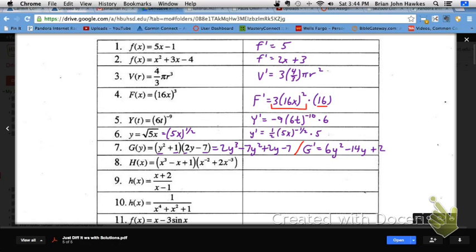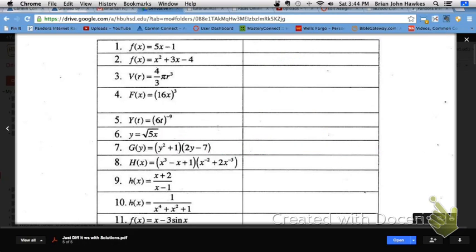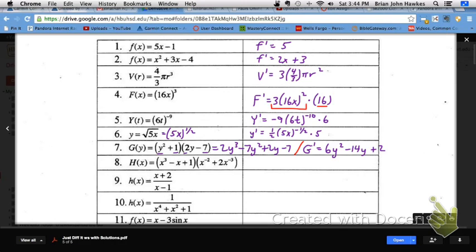Okay, the h prime in this next problem, oops, what did I do? Oh man, are you serious? Okay, there, got it back.